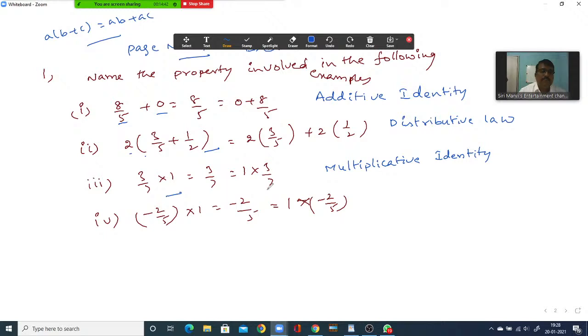So minus 2 by 5 into 1. Here 1 is there. That's why it is also called multiplicative identity.